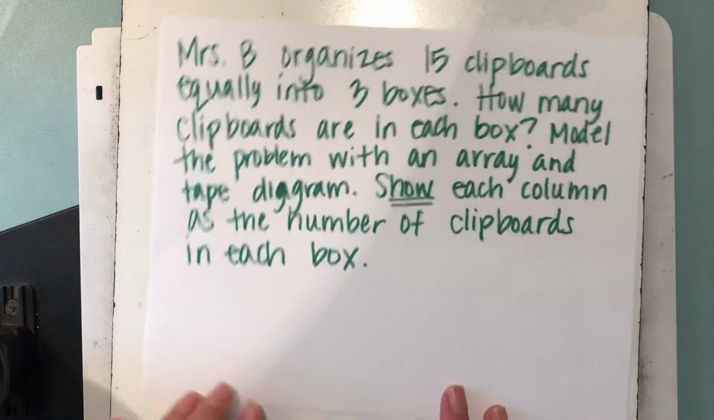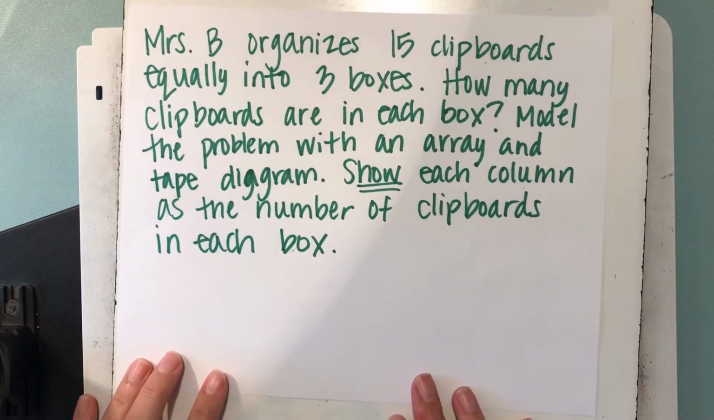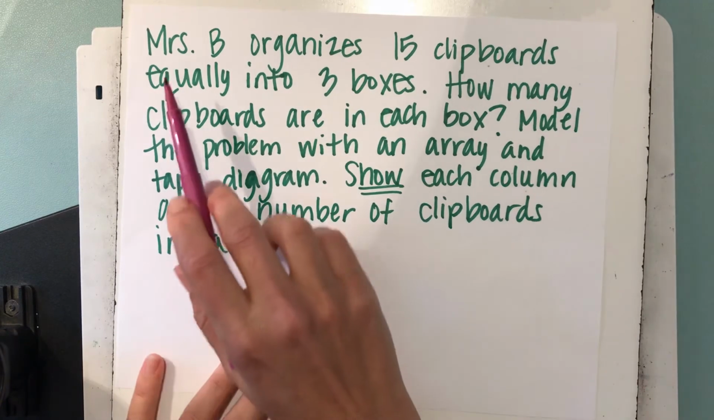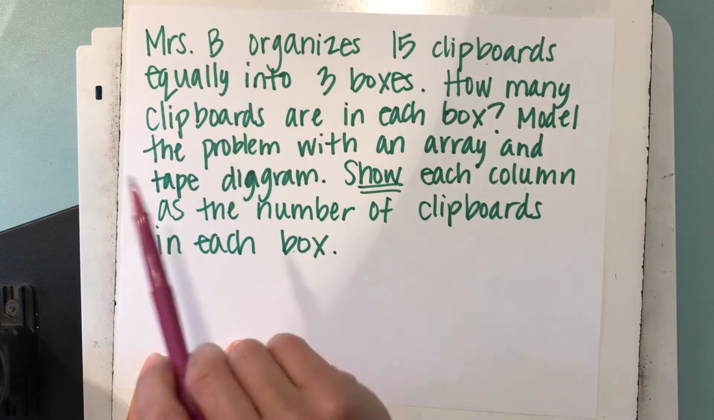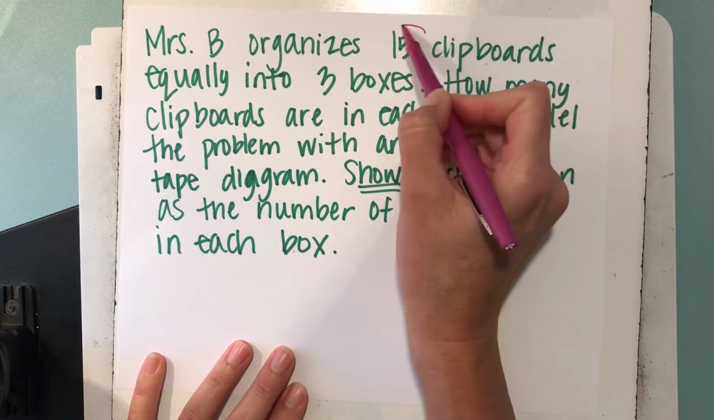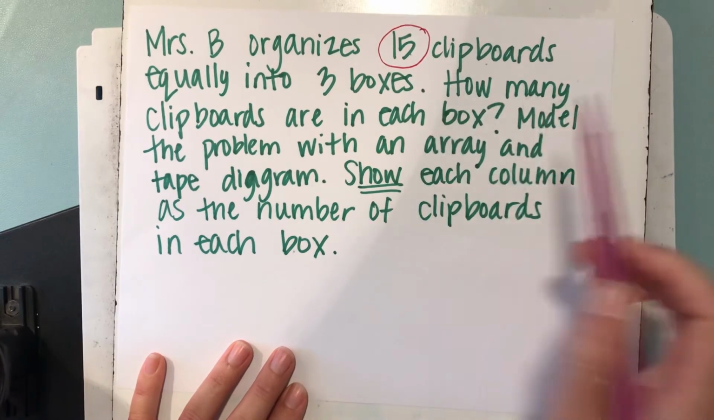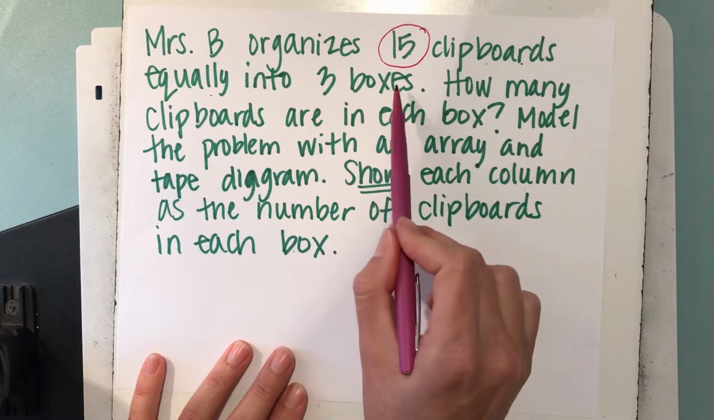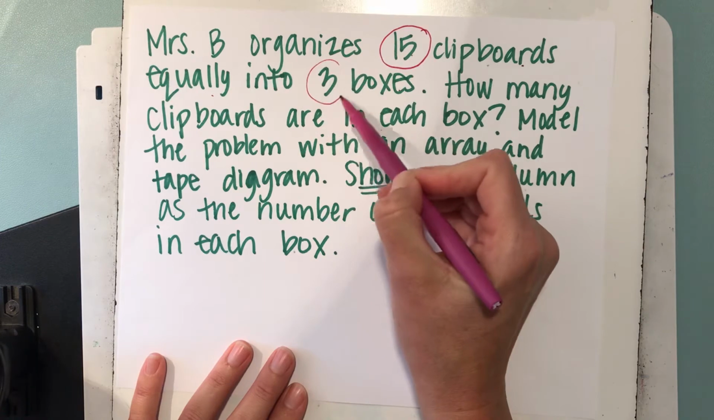And again, I want you to listen to this one, and then the next one I'll have you guys practice on your own if you're ready. All right, Ms. B, everybody knows Ms. B, right? Ms. B organizes 15 clipboards. Oh, I'm gonna circle that because that's an important number. 15 clipboards equally into 3 boxes. Ooh, that's another important number.